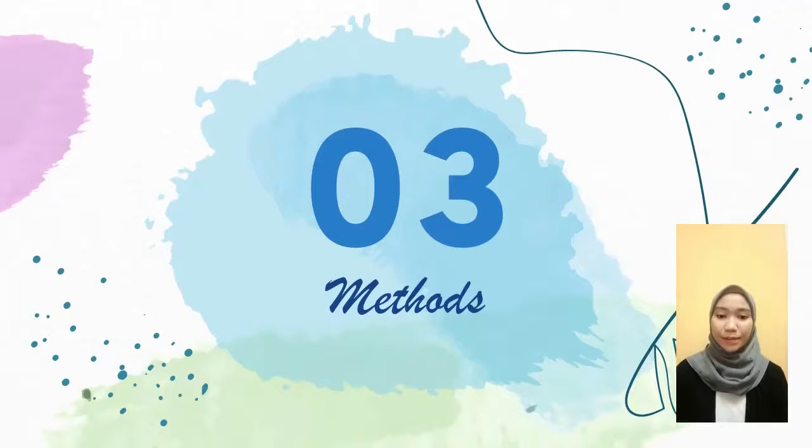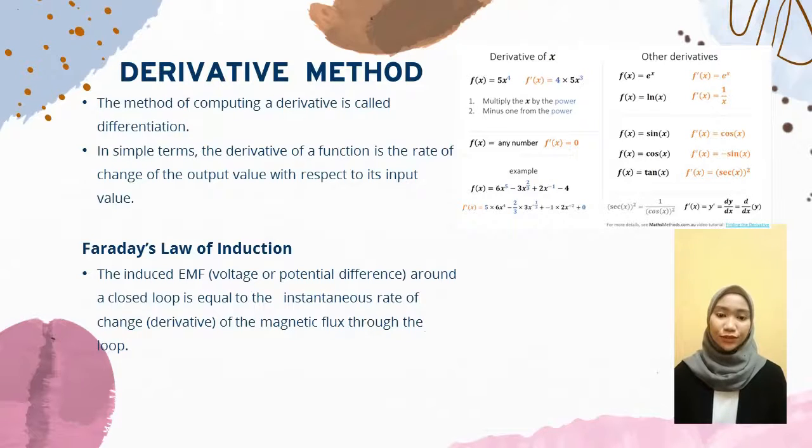Good afternoon, Doctor. My name is Nurainina Izzati binti Rosdi, with transcript number 280541. So, I'm going to present about the methods that are used to solve the problems in electromagnetic induction. For the first method, we use the derivative method. The method of computing a derivative is called differentiation. In simple terms, the derivative of a function is the rate of change of its output value with respect to its input value. The figure shows the rules of the derivative that we use in calculus.